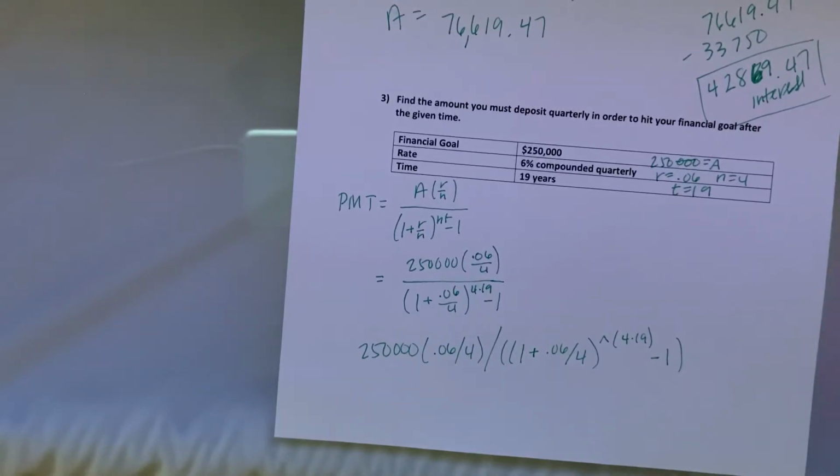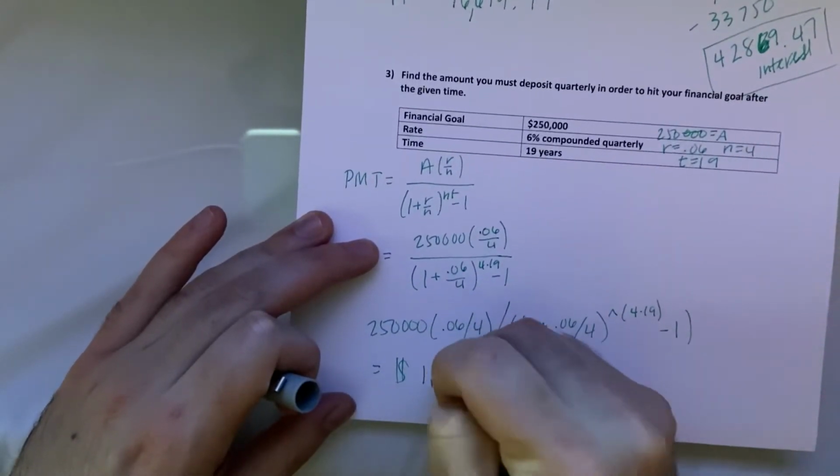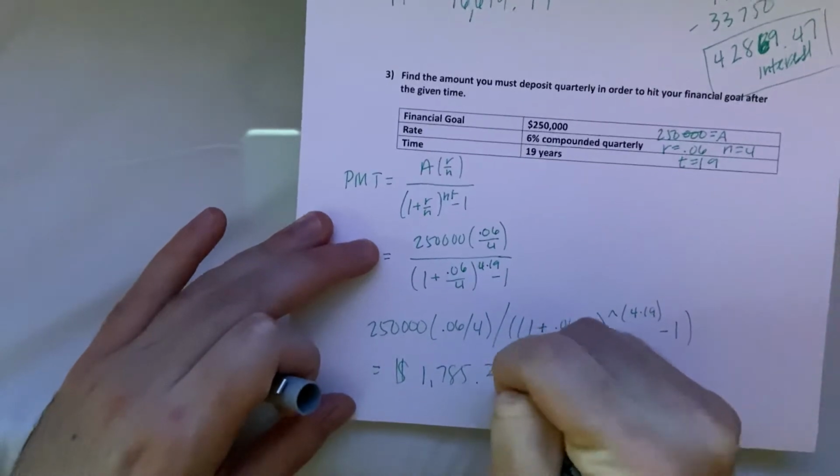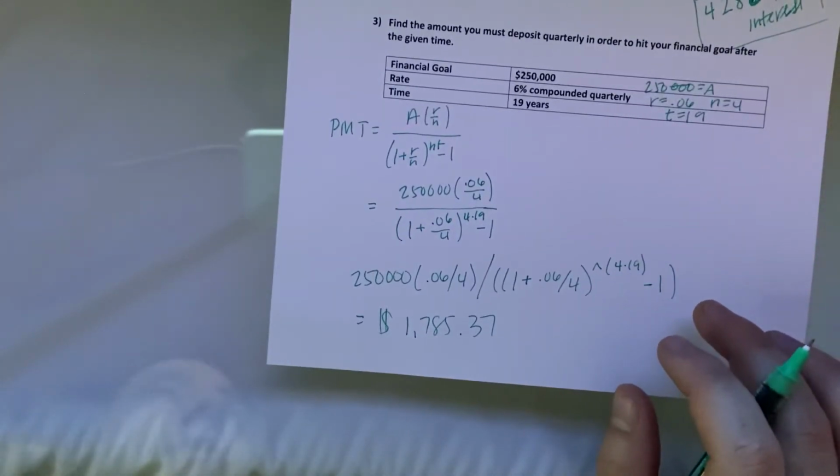And when we do, we get, you must deposit $1,785.37 every 3 months in order to get there.